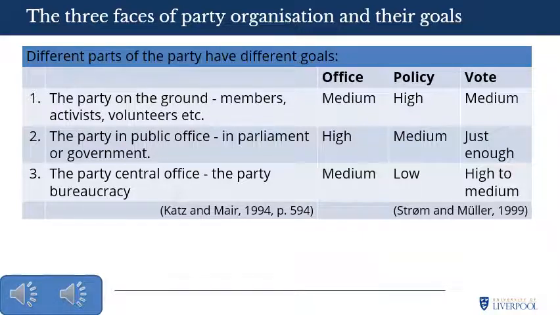Finally, the vote-seeking party. The vote-seeking perspective was articulated by Downs, who argued that parties seek to maximise their vote share in order to maximise their strength in coalition negotiations or to enter office as a single party. Downs argued that once in office, the incentives are such that parties seek to formulate policies in order to win elections, rather than win elections in order to formulate policies.